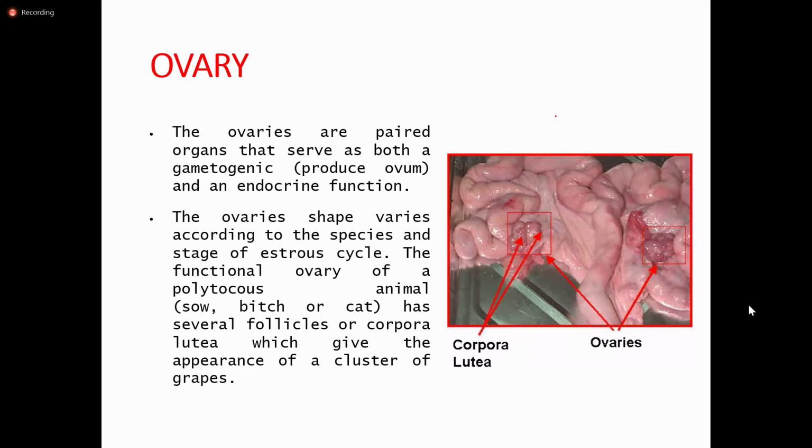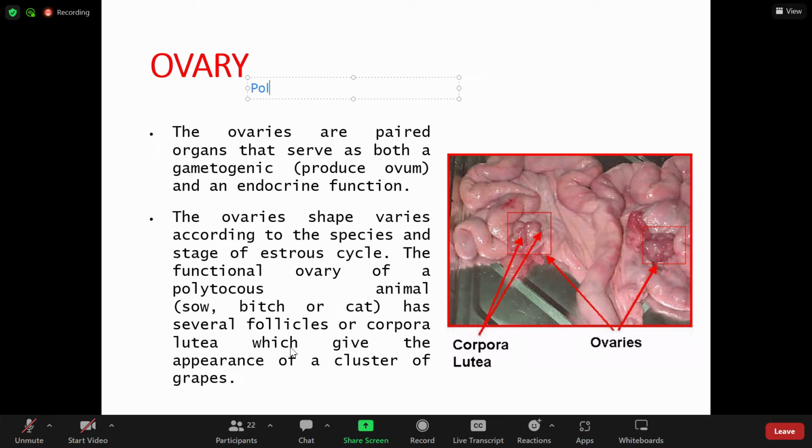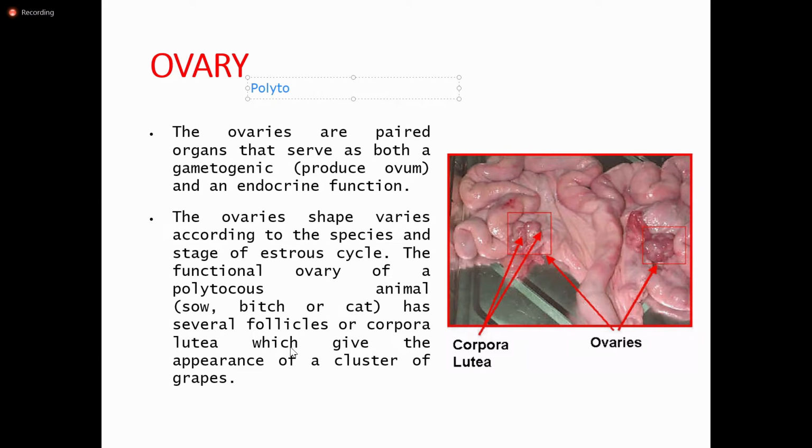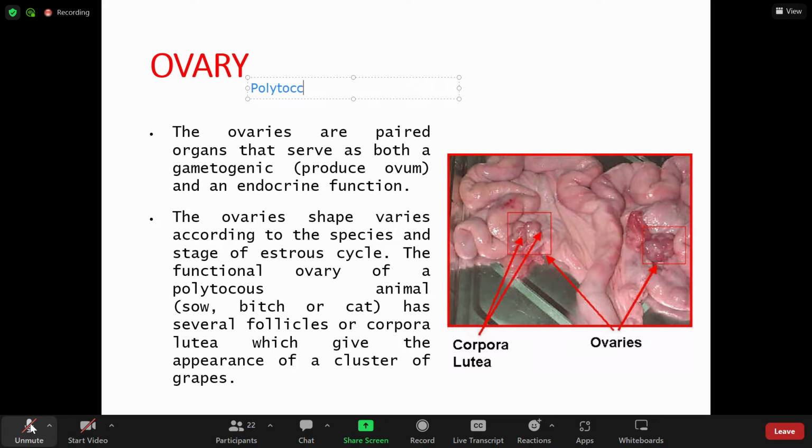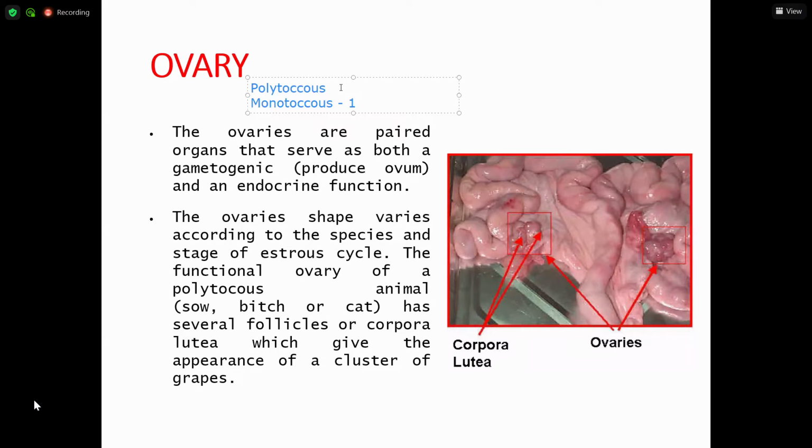Say, if an individual or the species of the animal is a polytocus, when we say polytocus, ano ulit yun? Polytocus. Yeah, thank you, Miss Cruz. Maraming anak. And whereas if the animal is monotocus, sila yung mga single-bearing animal lang. Katulad ng mga kabayo, katulad ng mga baka, kadalasan isa lang yung kanilang inaanak.